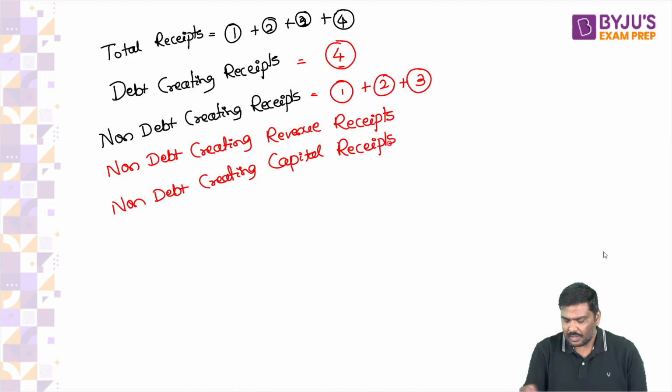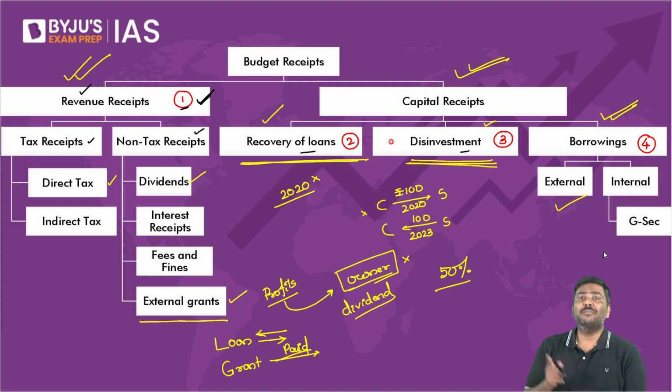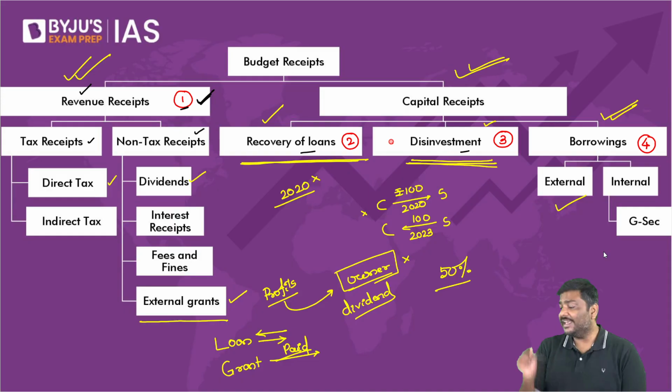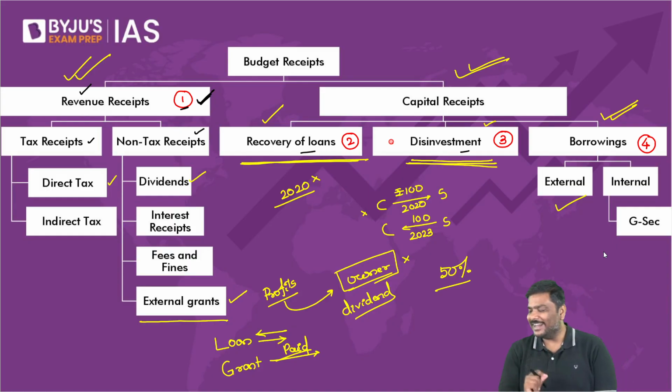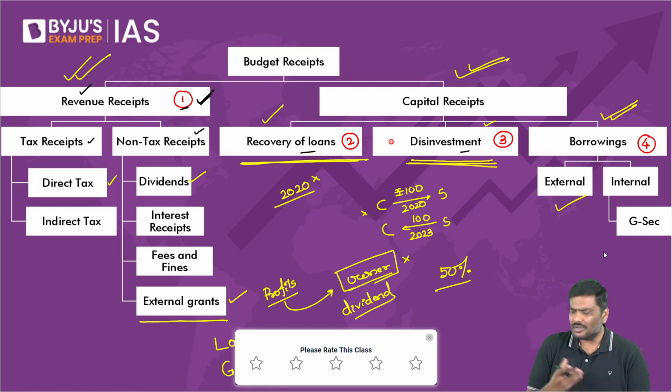Now, please have a look at the picture. I'll show you the picture. Please tell me, out of all of them, which are non-debt creating capital receipts? Listen to me carefully. Some of you are not listening. How can 4 be a non-debt creating receipt? Just now we have covered it. Did we not discuss this a couple of minutes ago? But you are not able to listen to me. So listen carefully.